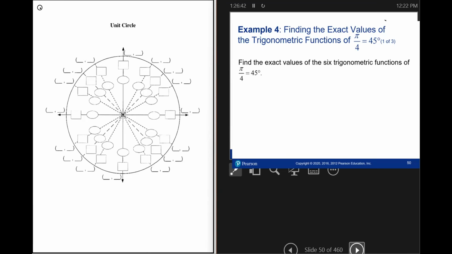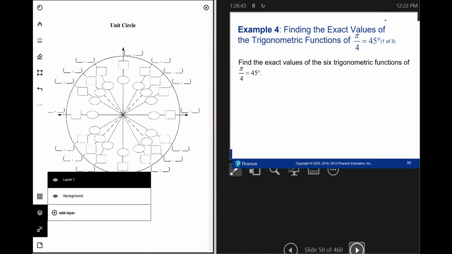So right now I'm going to do a layer. I knew it had layers, but I'd never used them before. So I need to add a layer.